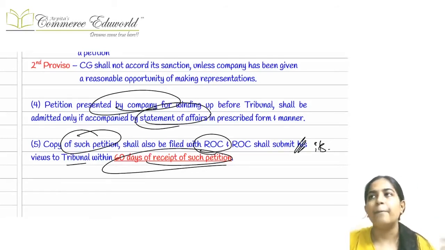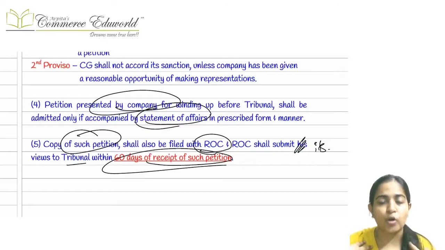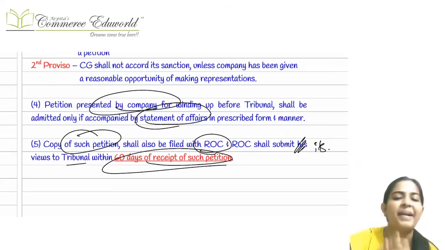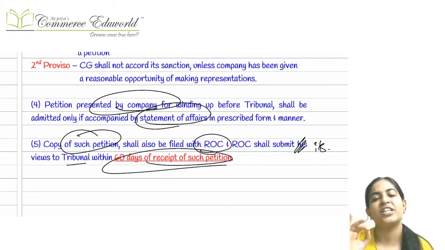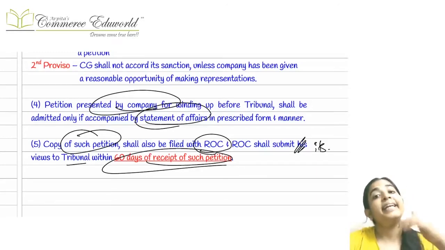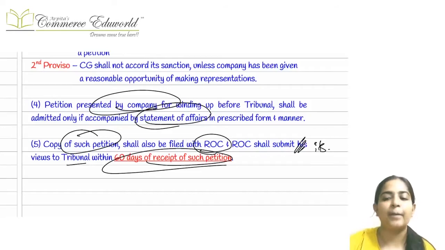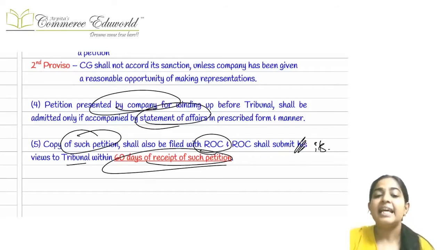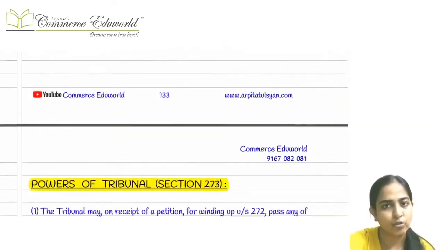Okay, now listen, if the company goes and files a petition suo moto, then the company will have to submit its statement of affairs along with it. Statement of affairs is nothing but your rough balance sheet. The company will have to submit its rough balance sheet along with that petition. But if the petition is filed by any other person, that is the ROC, central government, or state government, then later on we will tell the company that it is required to submit its statement of affairs to the tribunal.